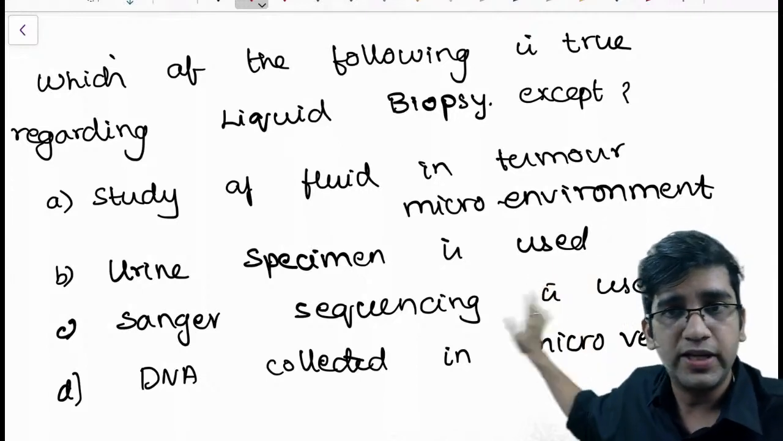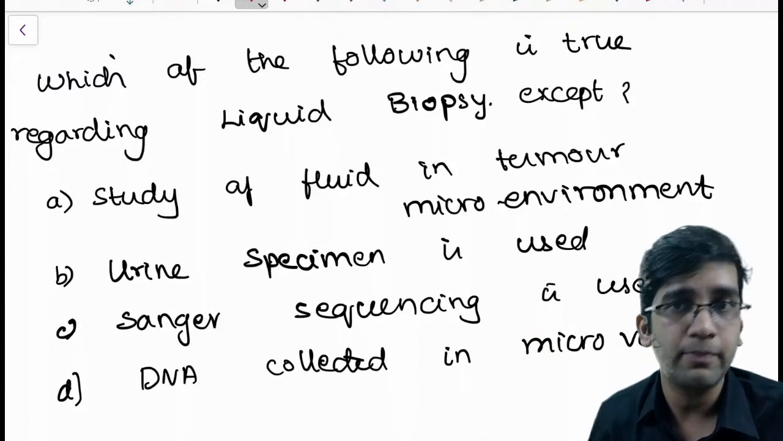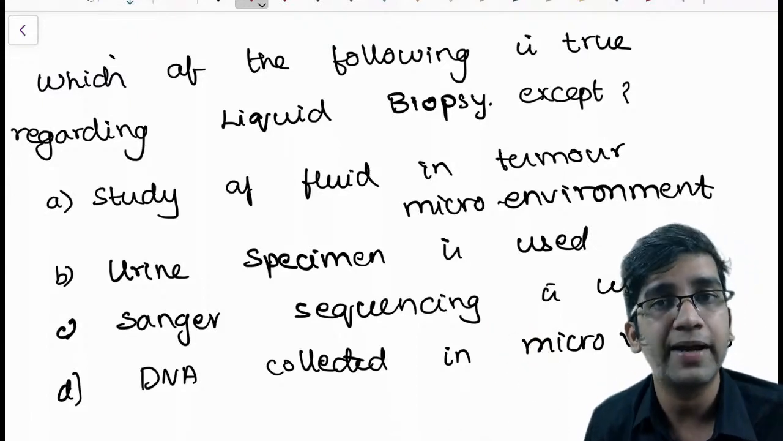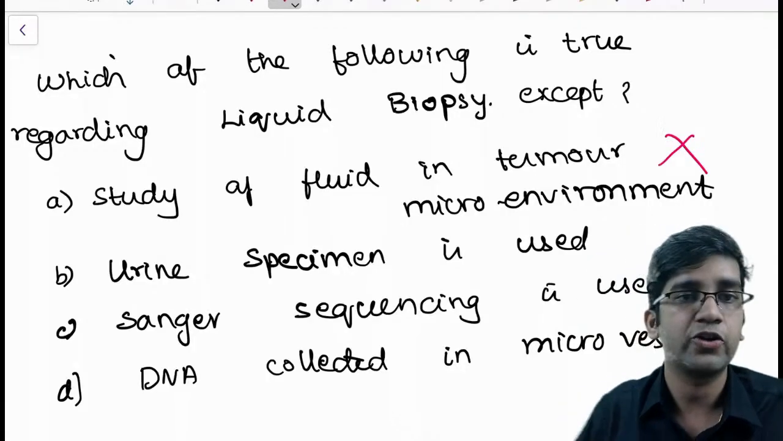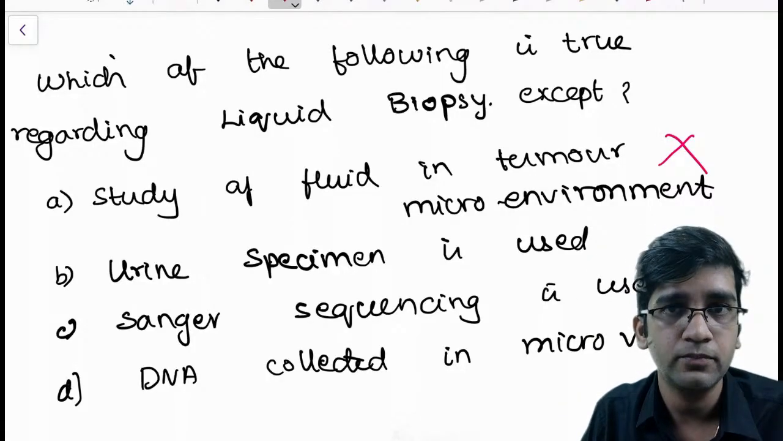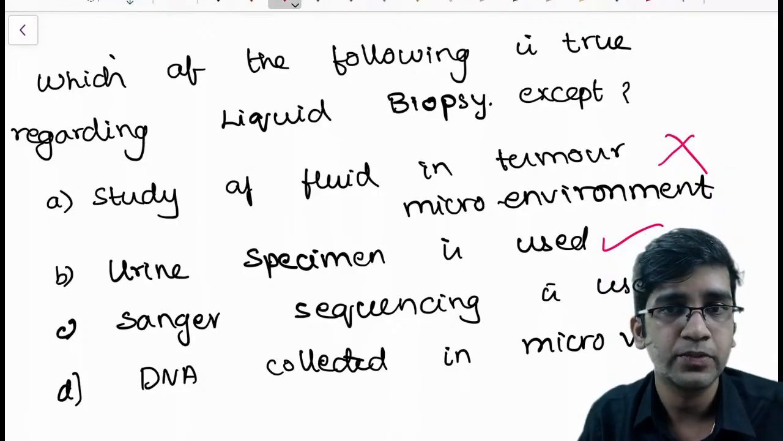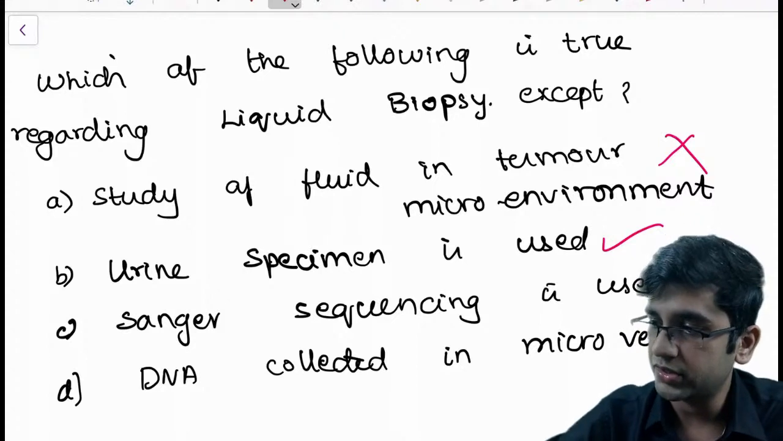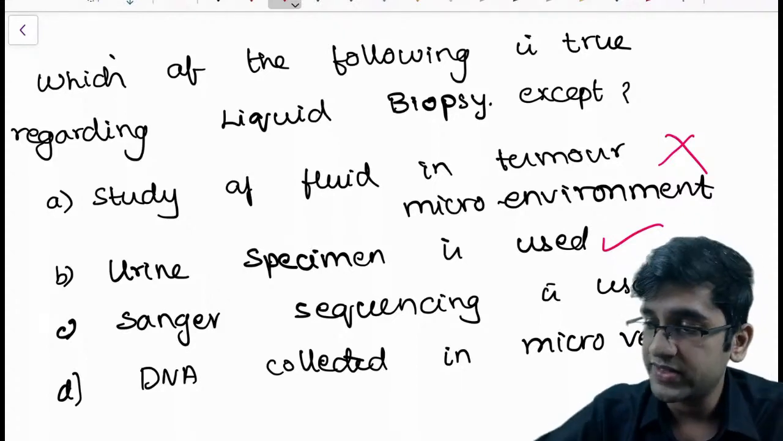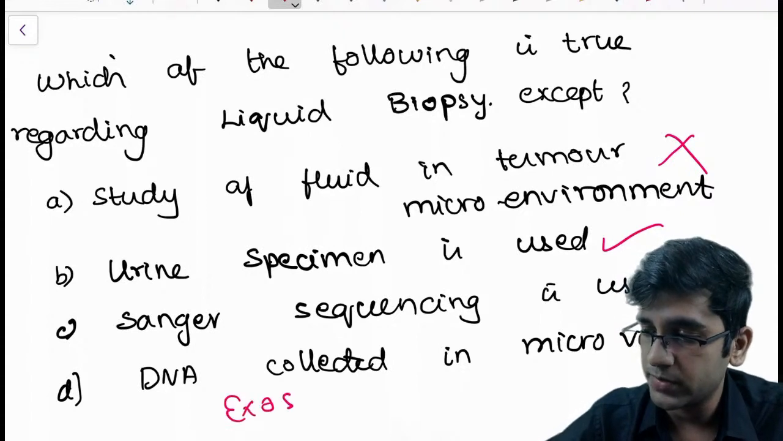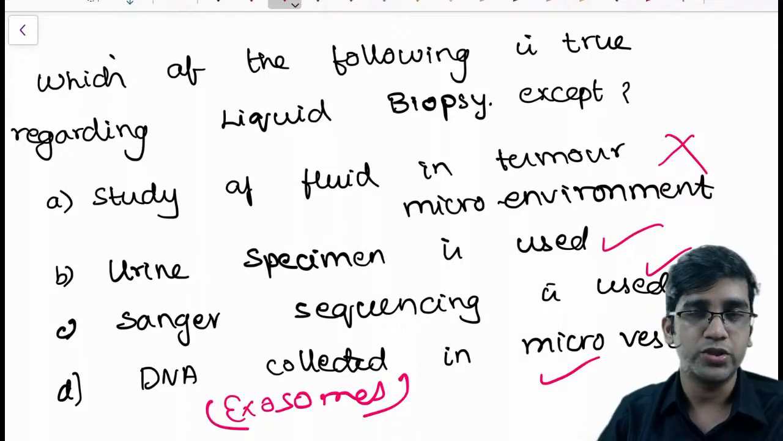Which of the following is true about liquid biopsy except: it is studied in the fluid in the tumor microenvironment? I'm not going to go to the microenvironment of the tumor as such, right? It's not studied in the tumor microenvironment. Urine specimen is used? Yes, they can be used. Sanger sequencing is used? Yes, they can be used. The DNA is collected in microvesicles? This is nothing but your exosomes, right? That can be used as well.